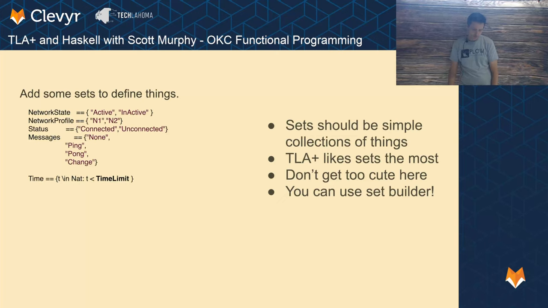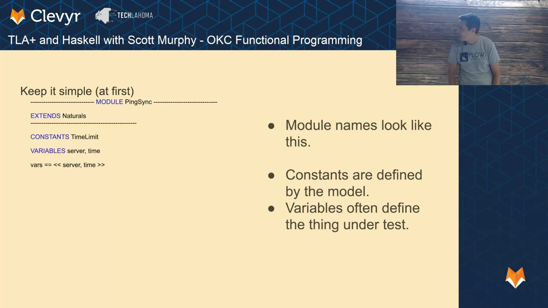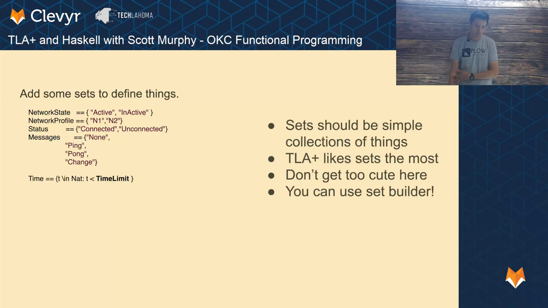Down below, you see a different kind of set. That's still a set, time. What that says is T is in naturals, and those naturals are limited to my time limit. If you remember from this slide, constants, time limit, that's the time limit we're going to do. When we get ready to run this TLA Plus code, we'll do it in the TLA Plus toolbox, and there'll be a spot to set that time limit so you can play with it. But the time has to be less than that time limit, so I basically have a bounded set of naturals.